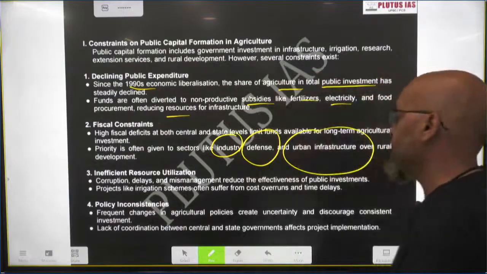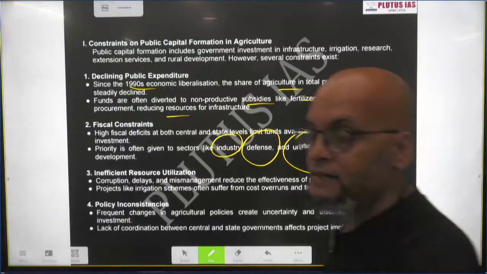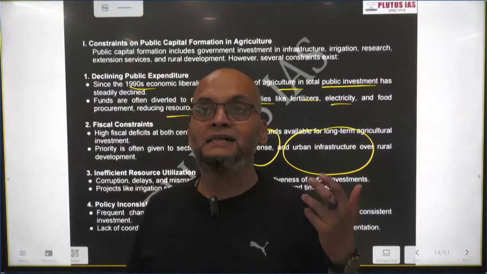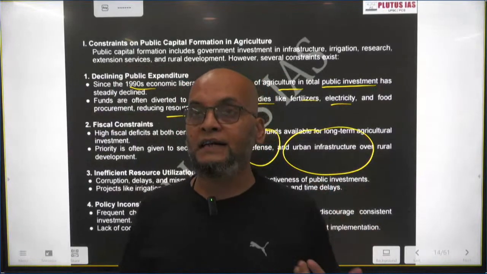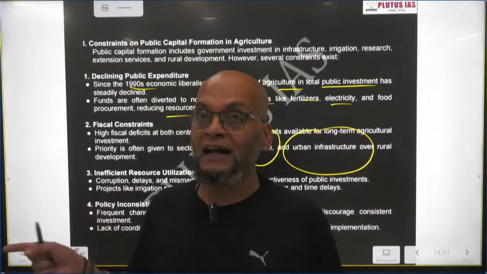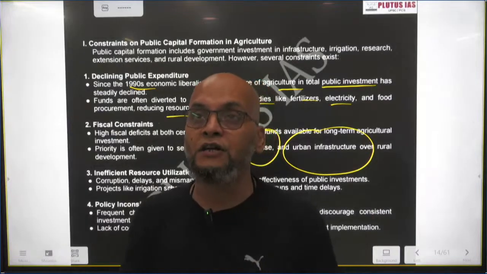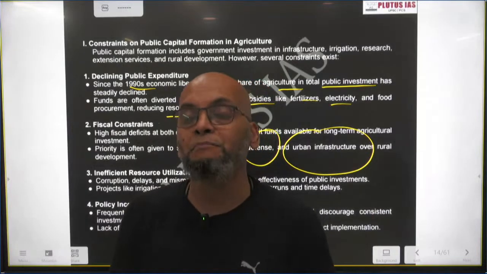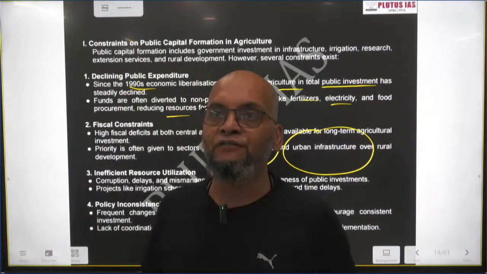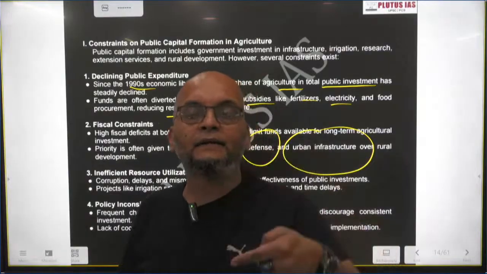Projects like irrigation schemes often suffer from cost overruns and time delays. The irrigation projects that government launches take time to make. And as time passes, the budget that was allocated for that project will be surpassed. Why will the budget be surpassed? Because due to inflation, prices of everything increase. For example, prices of cement will increase. So now it becomes a more costly affair. So again, it gets delayed to get extra budget. So it becomes cyclic.